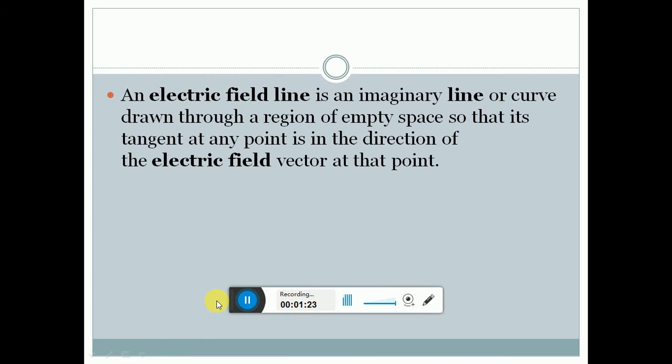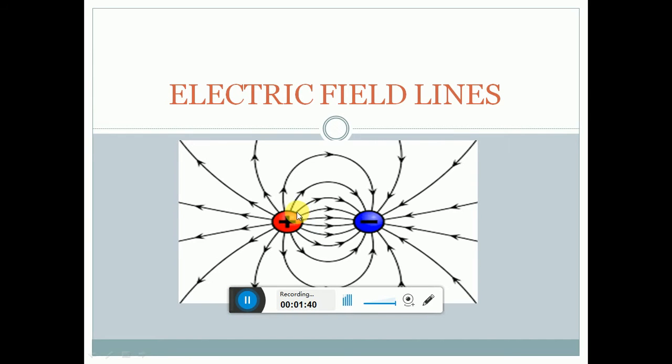An electric field line is an imaginary line or a curve drawn through a region of empty space so that its tangent at any point is in the direction of the electric field vector. If you see the diagram clearly, if you draw a tangent along this curve, that tangent gives the direction of the electric field at this point. If you draw the tangent at this point, it will give the direction of the electric field at that point. So the direction of the electric field can be easily found by considering the concept of electric field lines.